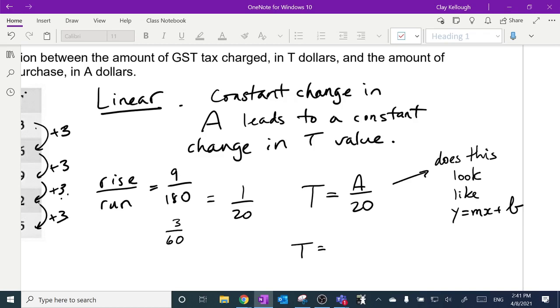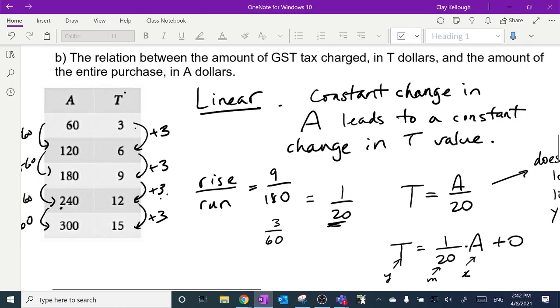All multiplies are divides, or rather, you can think of dividing as multiplying by a reciprocal. Instead of saying divide a by 20, isn't it the same as multiplying a by 1/20th, which was my slope number? So there's my y, there's my m, this is my dependent variable, so there's my x. Oh, and in this case, what's the b? 0. And that's very useful because in this chart, if you paid $0, you should pay 0 taxes. Government's pretty bad, but they can't tax you on nothing. So logically, that should make sense.